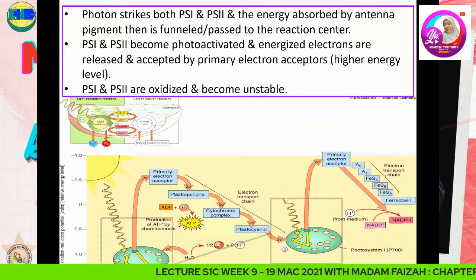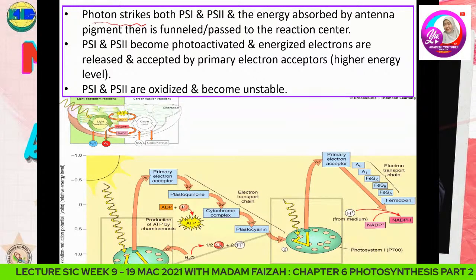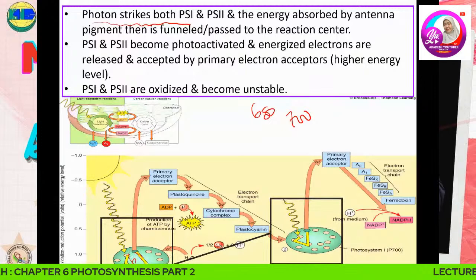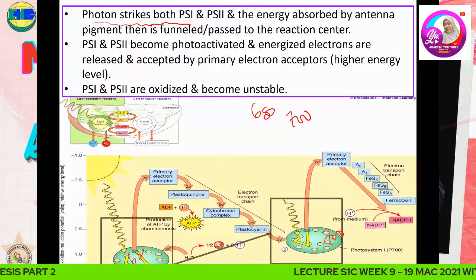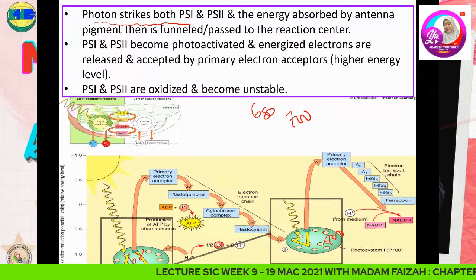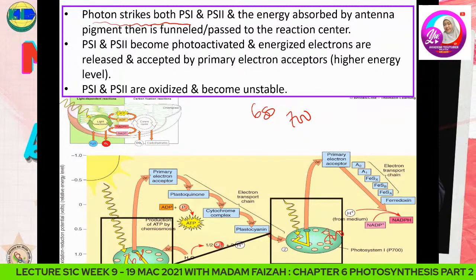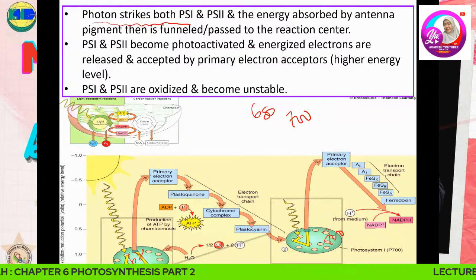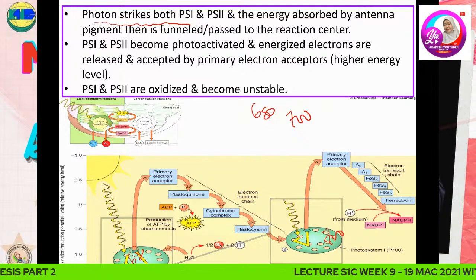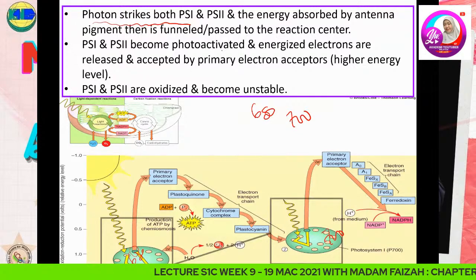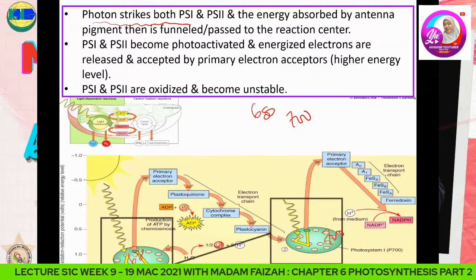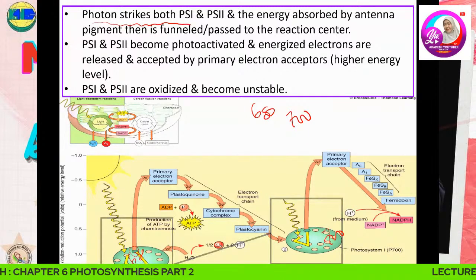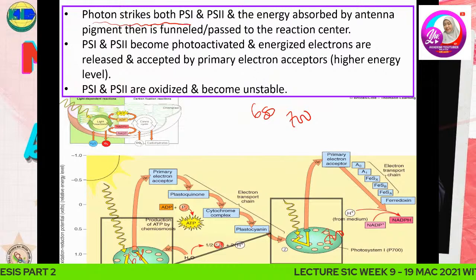The teacher wants you to bear in mind that 680 and 700 do not differ by very much. Photon 680 arrives first, and after that it is followed by 700. When the photon strikes the antenna complex, or antenna pigment, it will pass that photon to the chlorophyll A reaction center. So we consider these two photosystems now activated, photoactivated. Without light, chlorophyll is not excited.